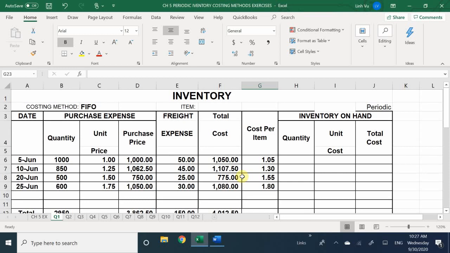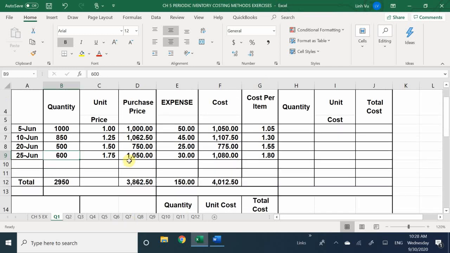Now, we're understanding that we are starting off with our scenario, and we read that my inventory tracking and costing method is going to be periodic, and it's going to be FIFO. So we're going to go from first in to first out. So we're going to start from the top of 1,000 and then work our way down to the ending of our total, which is going to be the 25th of June.